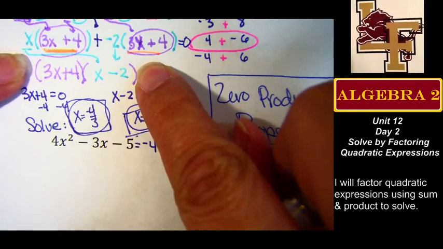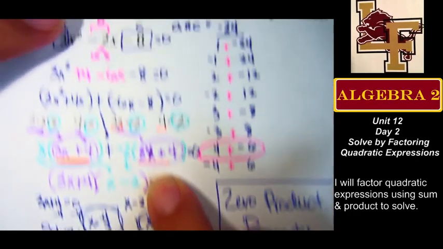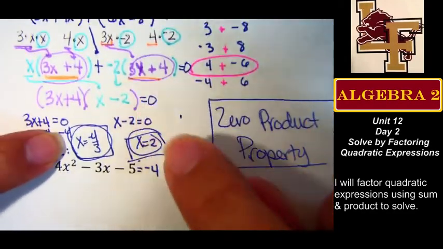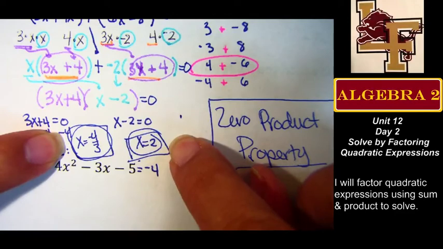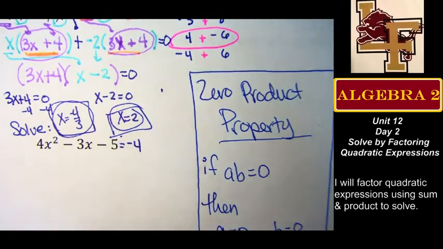Okay, so this question is, what's my final answer? What do I put a box around to say I'm done? If the directions say factor, it's this. If the directions say solve, it's these. Okay, so the question now is, if it's not equal to 0, what do I do?